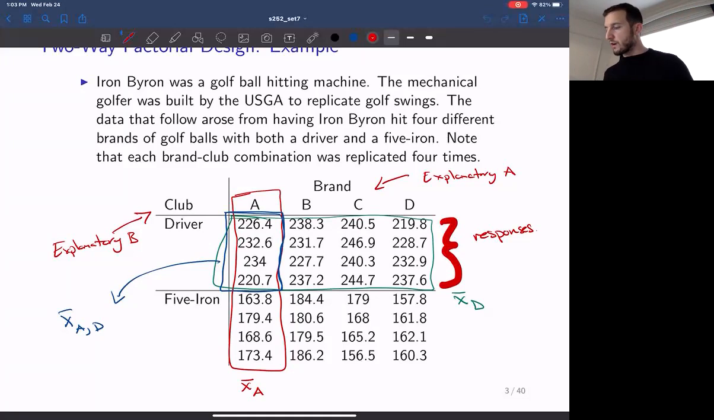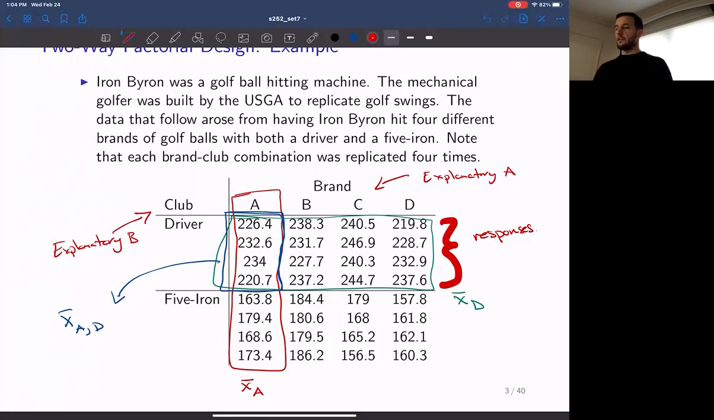So for example, driver and golf ball brand A would be a treatment combination. Driver golf ball brand B would be another treatment combination. 5-iron and golf ball brand B would be another treatment combination, for example. So we have a total of 8 treatment combinations, and at each treatment combination, we have 4 replications. Replication just refers to the number of observations that are observed at the treatment combination level.